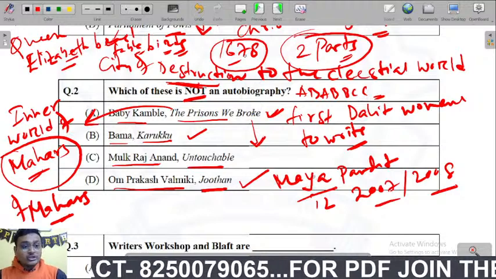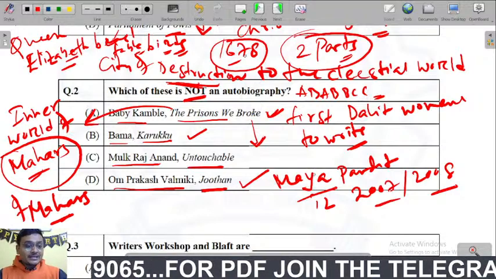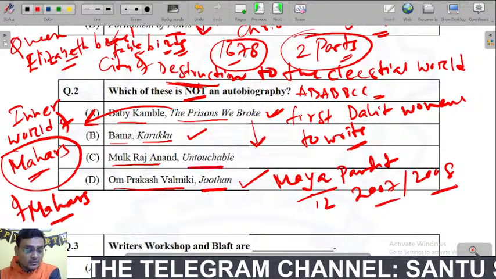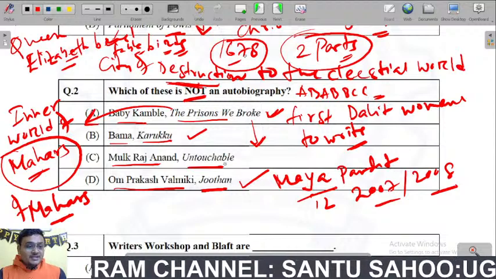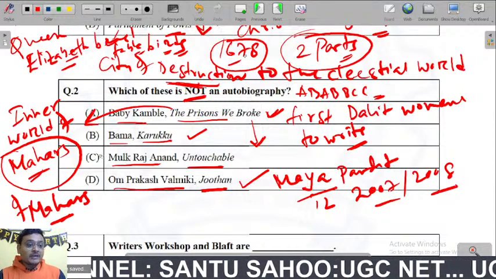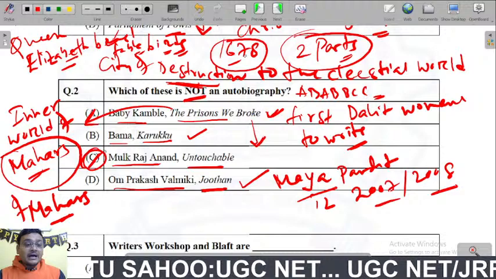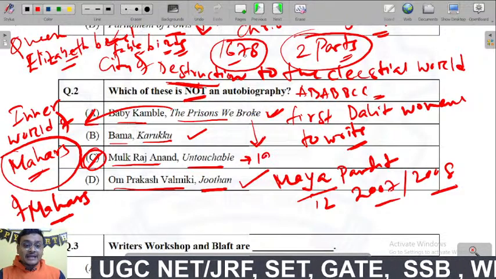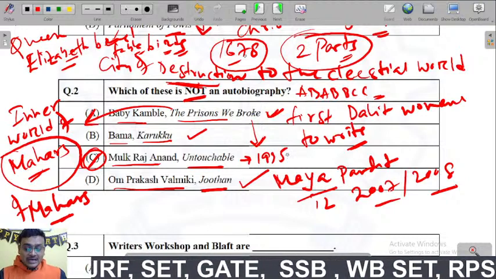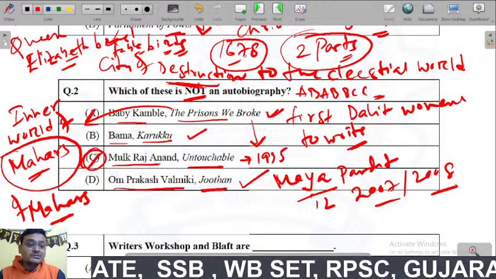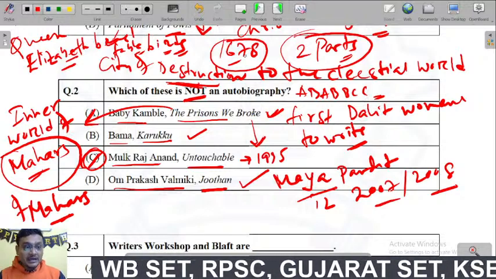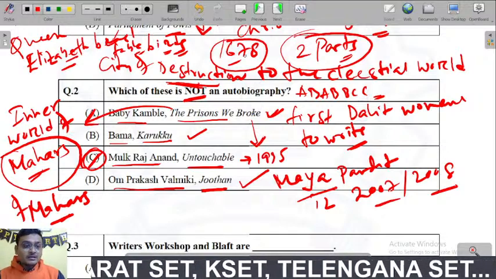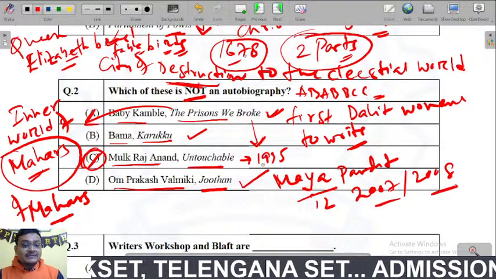And you all know the story of Bama's Karukku, whereas Om Prakash Valmiki's Joothan is also another important autobiography, that is, the leftover things, Jhutha. Whereas Mulk Raj Anand's Untouchable is not actually an autobiography, and C is the right answer. And let me tell you that Untouchable is the first novel, published in 1935 by Mulk Raj Anand, who is also known as, you all know, the Dickens of India, isn't it? Dickens of India, even Balzac of India. So that was also published in 1935.